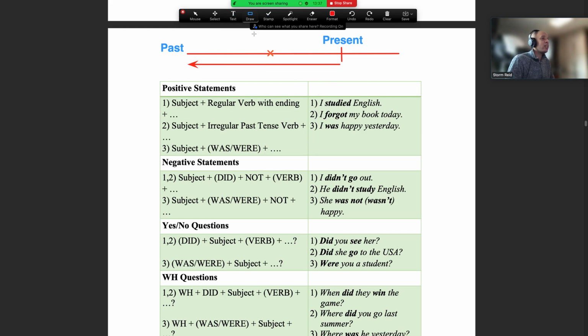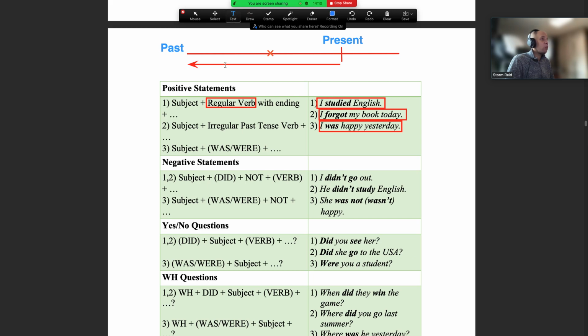So if we look at this sentence here, I studied English. Now, when, I don't know. In this sentence, it doesn't say when, okay? But what is the kind of verb here? IED, this is a regular verb. So I, 주어, studied, regular verb with ending, and then whatever details you want to add. I forgot, irregular verb, I forgot my book today. I was happy, 비동사, yesterday. So here, I studied English.